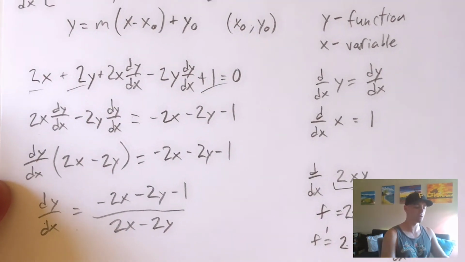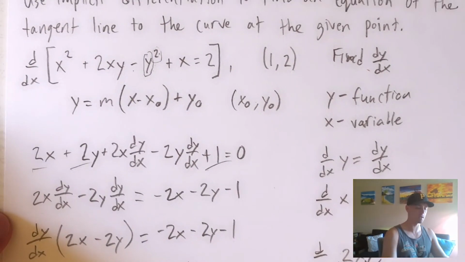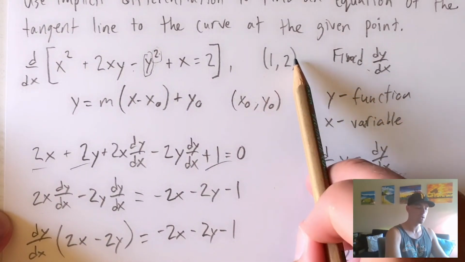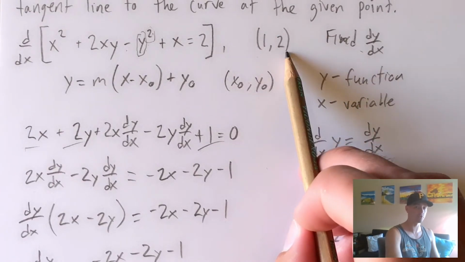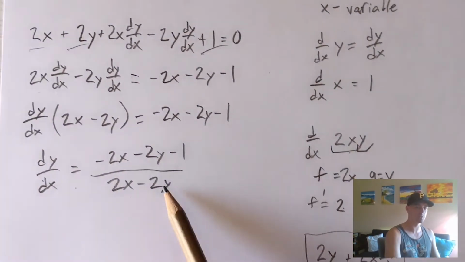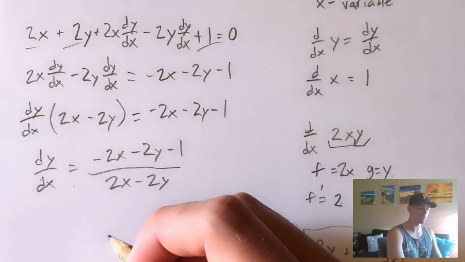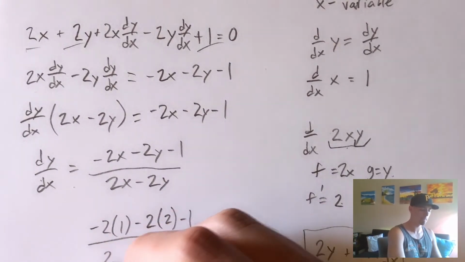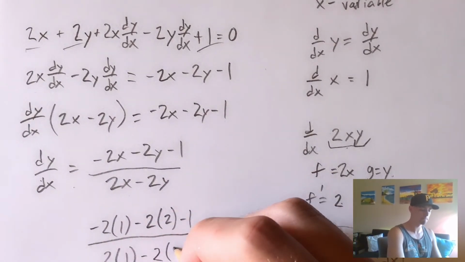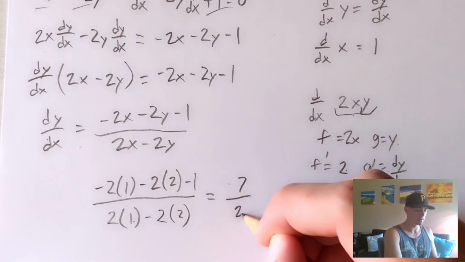So if we want to find the slope of the tangent line at the point 1, 2, to do that we would just have to plug in 1 for x and 2 for y into this dy dx equation, and that'll tell us the slope. So we'll just put in 1 for x and 2 for y to find the slope of our curve at the point x equals 1, y equals 2. And doing that is going to give us 7 halves.